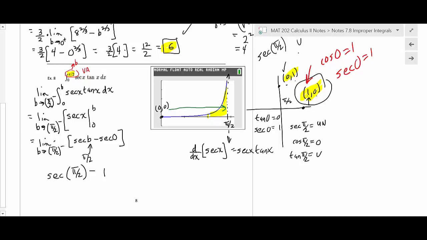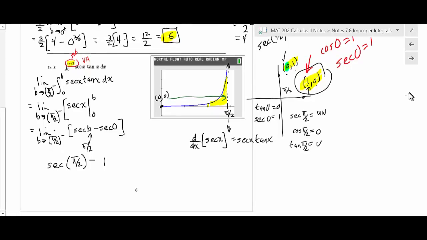That's undefined, right? Okay, remember, the cosine of pi over 2 is 0, right? Therefore, the secant is undefined. Everybody remember that and with me on that? Okay. So here's what happens. Here's another way to look at this then.